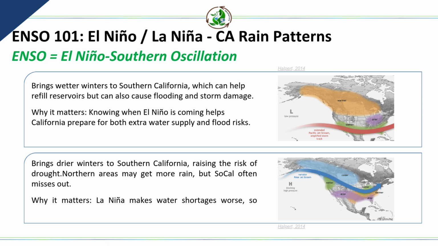Why does this matter? Because if we know an El Niño or La Niña year is coming, California can prepare, whether that means getting ready for floods or tightening water use.